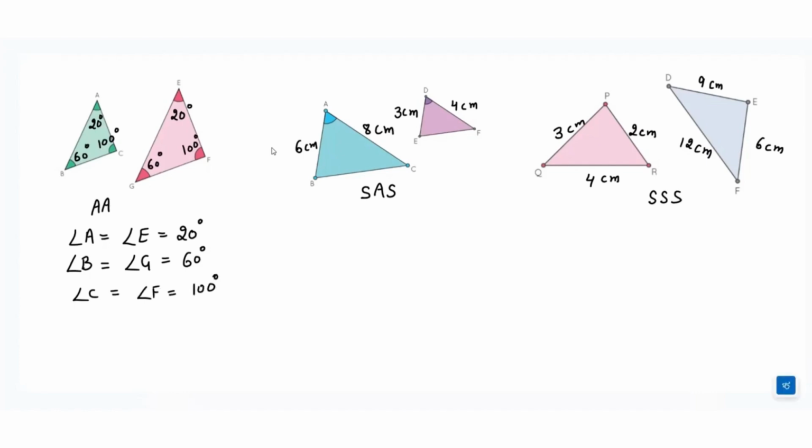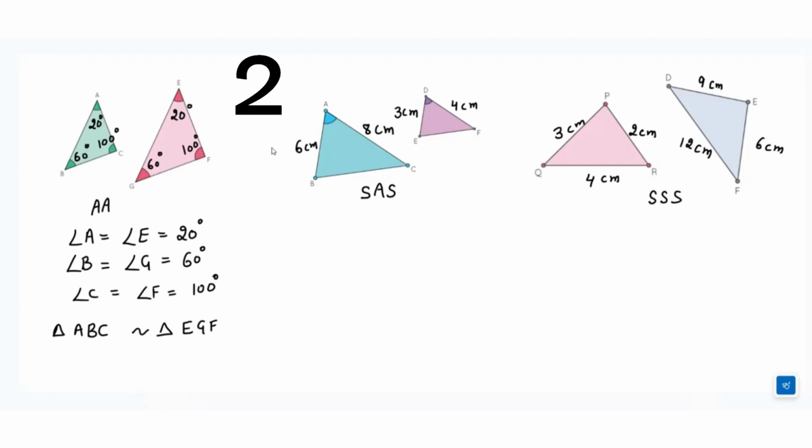If in any two triangles, two angles are equal, or they have already given you that all three angles are equal, those two triangles are similar based on the angle criteria of similar triangles. So we can say here that triangle ABC is similar to triangle EGF. We have to write the letters in the order in which we have written the angles.